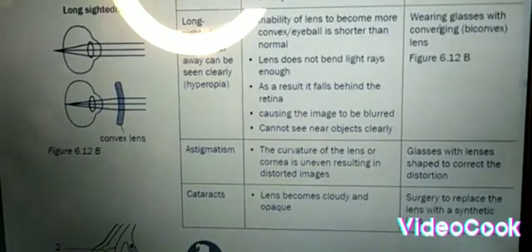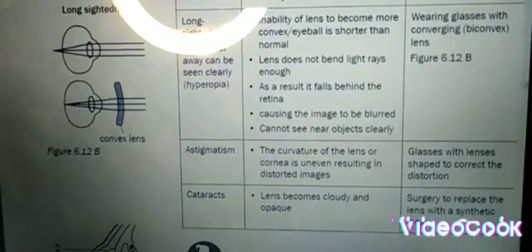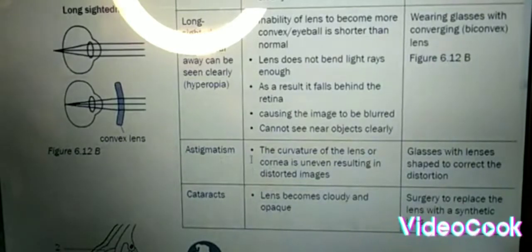How can we correct this? We can correct it by wearing glasses with converging lenses. This is how the convex lens looks. It brings the light back to properly focus on the retina, not to go all the way beyond the retina, right?